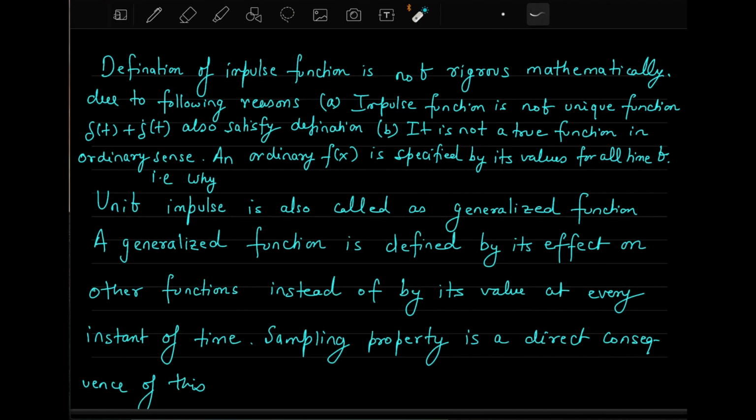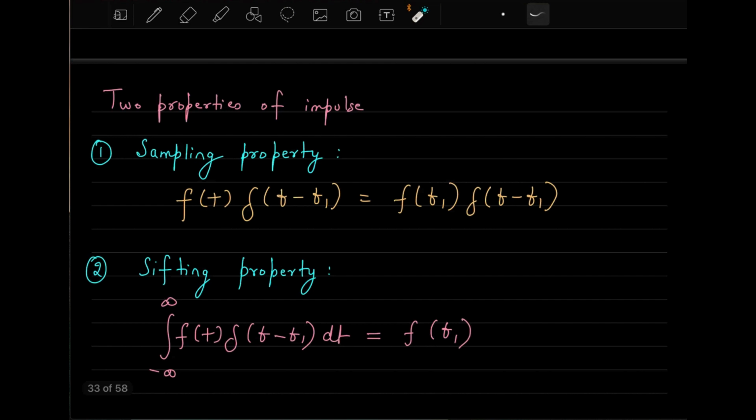But they will not be defined by their own values. Instead of giving priority to their own values, they are actually defined by their impact on other functions. The sampling property that we have discussed shows that here, you are actually seeing its impact on f of t. You are not seeing this function as an individual. Normally, we observe the impact of these types of functions on f of t. So they are called generalized functions. They are not typical functions that you observe in real life.